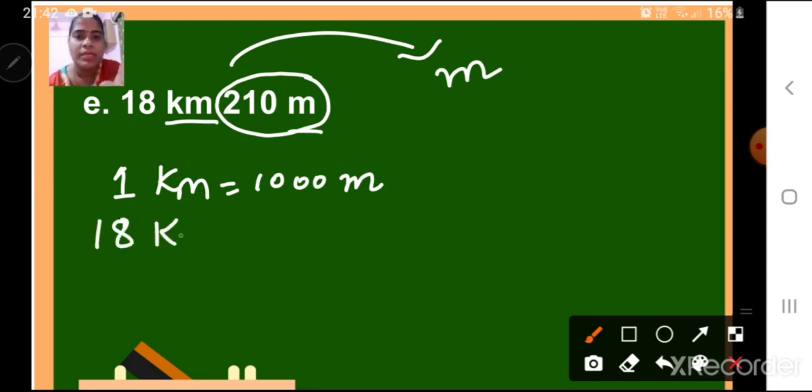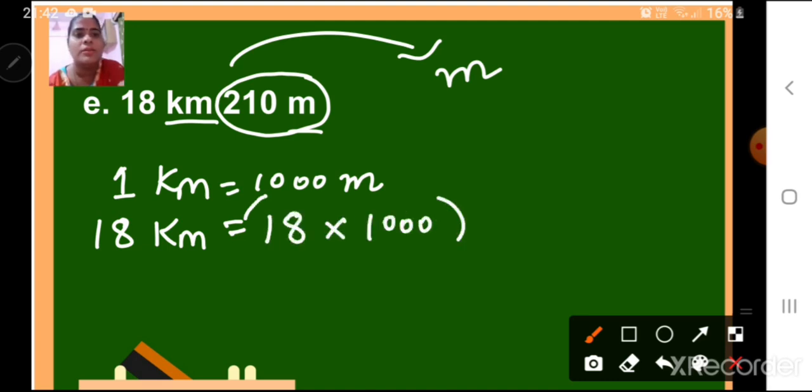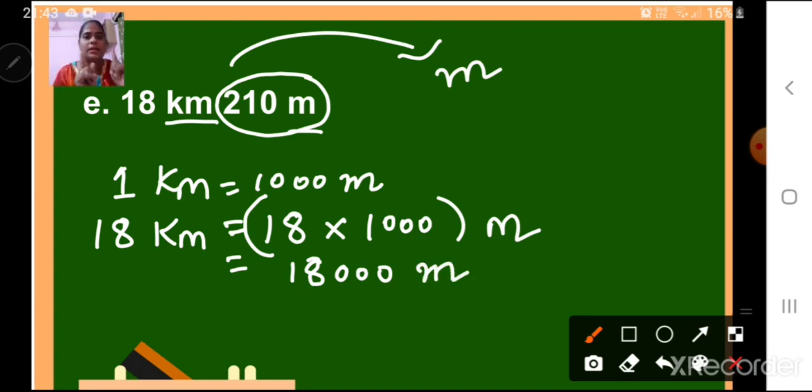18 kilometers is equal to 18 multiplied by 1000 meter. Correct? We are not touching this 210 meters. We are just converting 18 kilometers into meter. Okay. So when we multiply 18 into 1000, we will get 18,000. Correct? Yes, it is 1000 multiplied by 18 or 18 multiplied by 1000. You will get 18,000 meter. Okay. This is part 1.